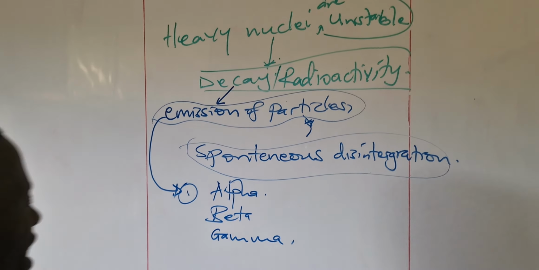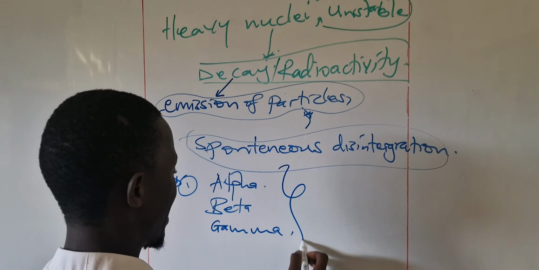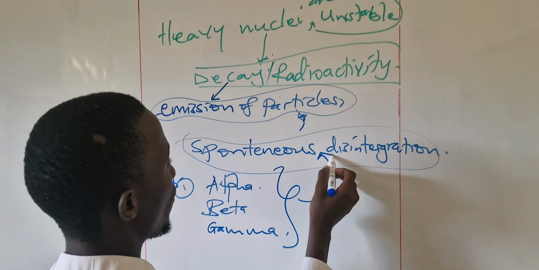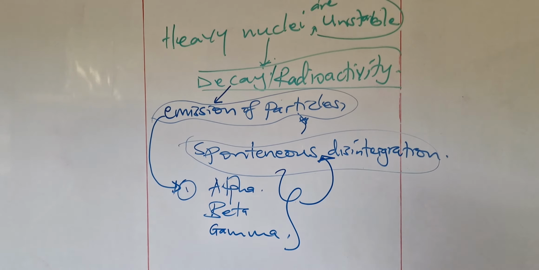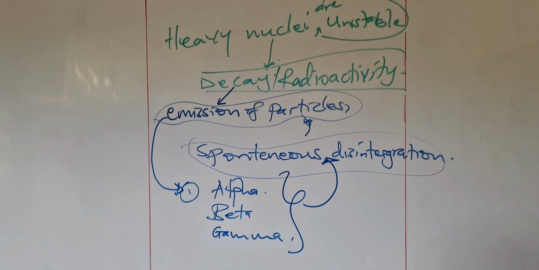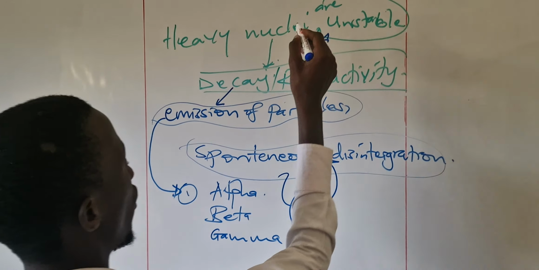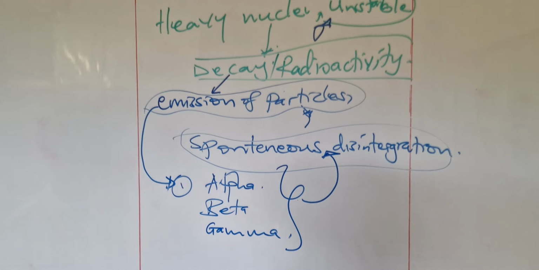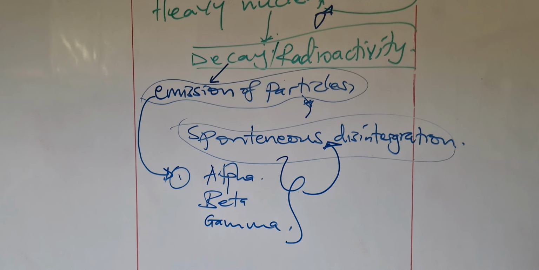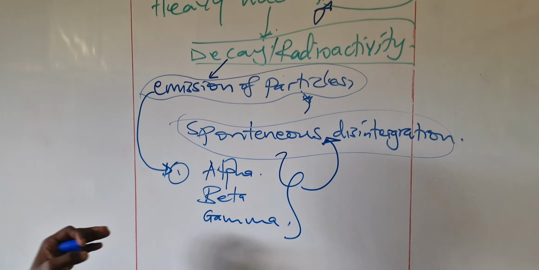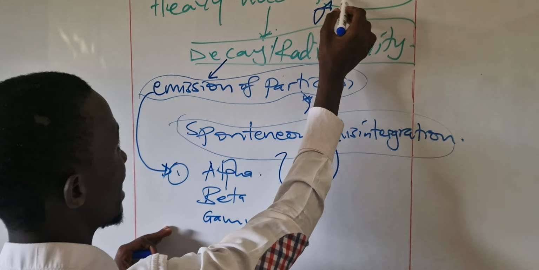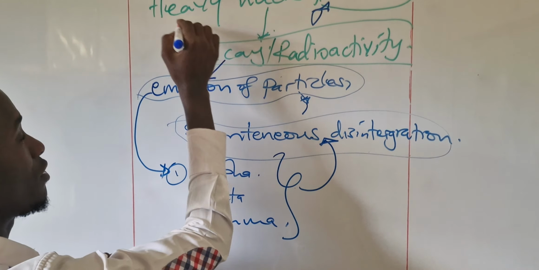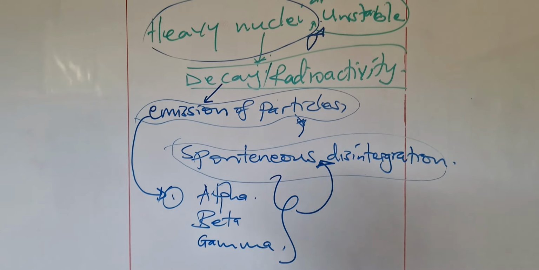These particles emitted are the ones that determine the kind of disintegration these heavy nuclei undergo, and they determine the kind of daughter nuclei that will be formed. So the daughter nuclei formed from the parent unstable nuclei are always slightly more stable compared to the parent nuclei.